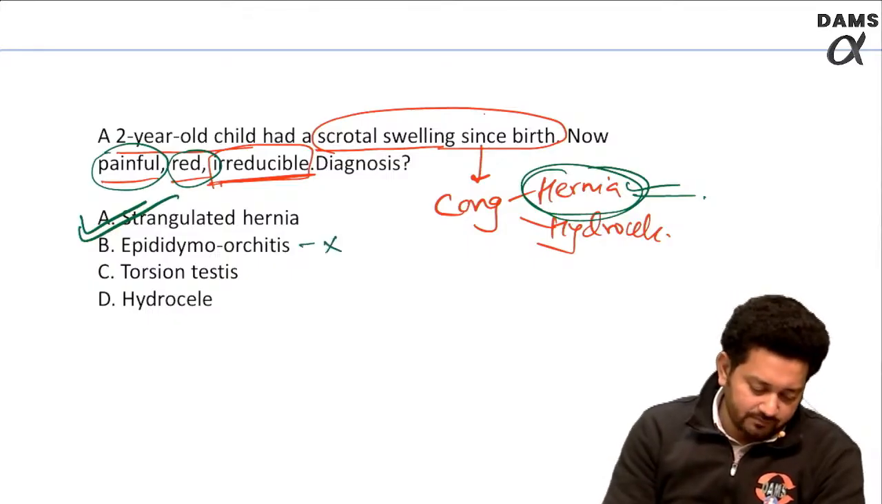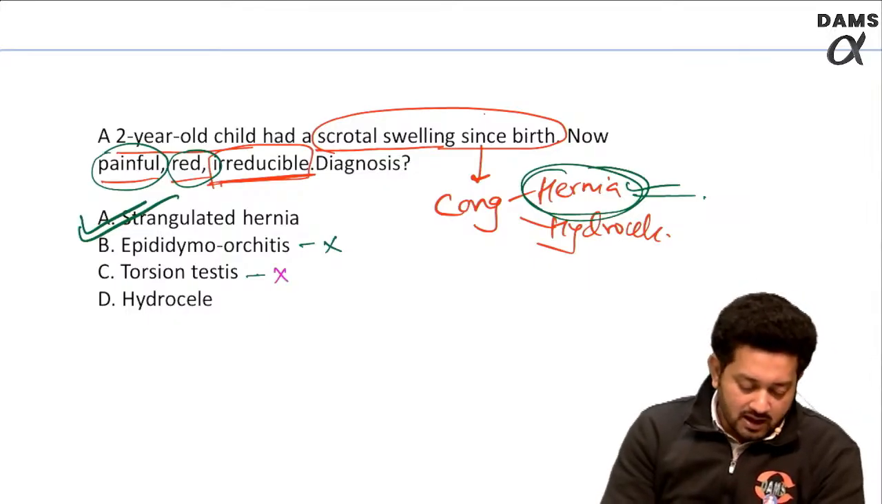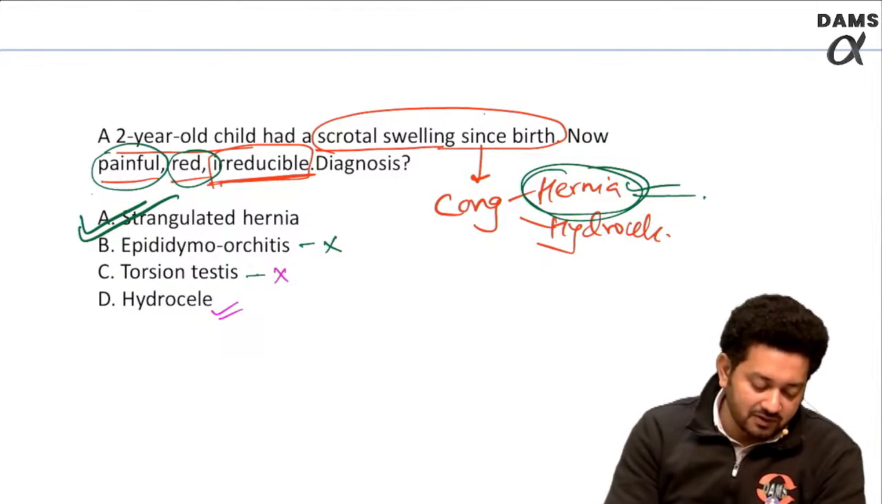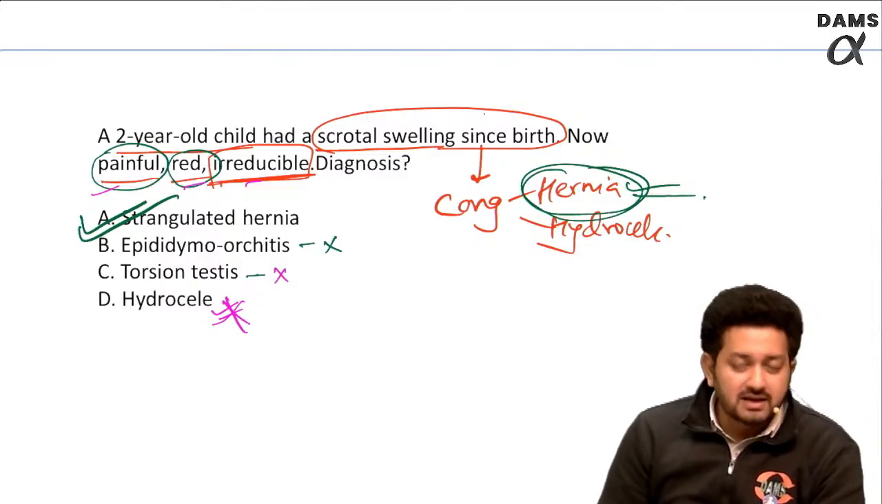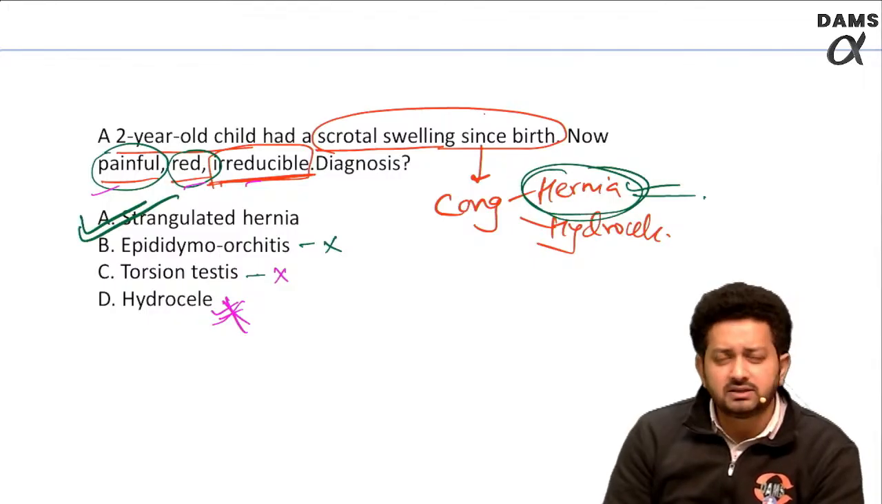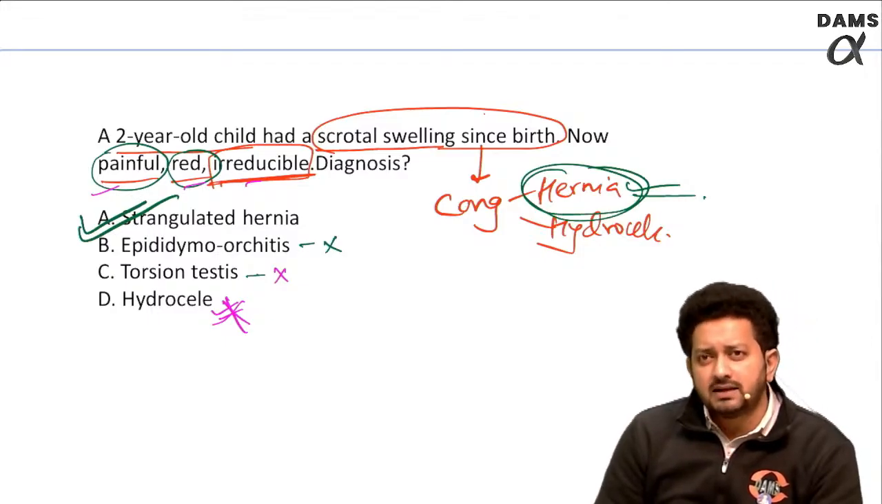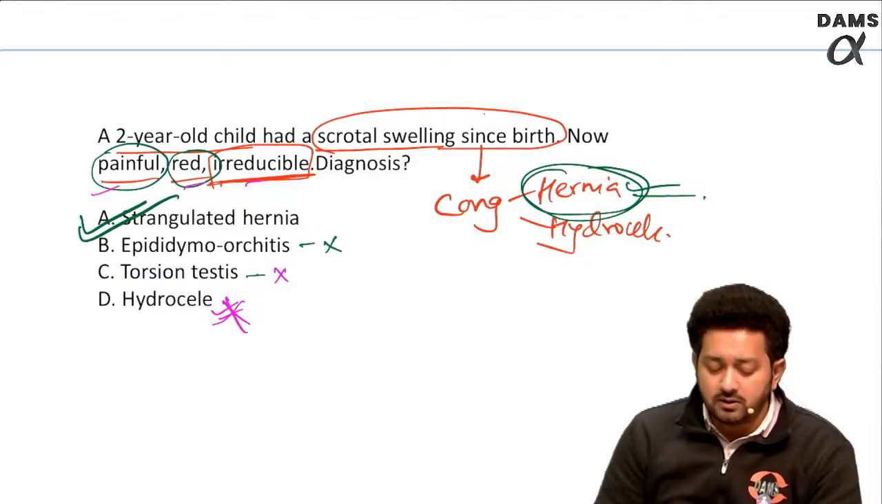So this is gone. Torsion testis, again, this is not the age, and the second thing is there will be no swelling since birth. Hydrocele could be the possibility, but hydrocele does not present with painful, red, or irreducible swelling. So that's why the answer is strangulated hernia, a congenital strangulated hernia. That's why there is a recommendation that if there is a congenital hernia, it should be repaired as soon as possible because of the risk of strangulation.